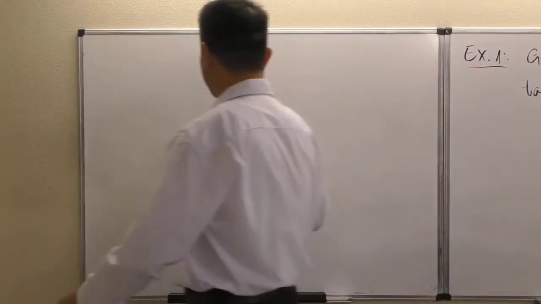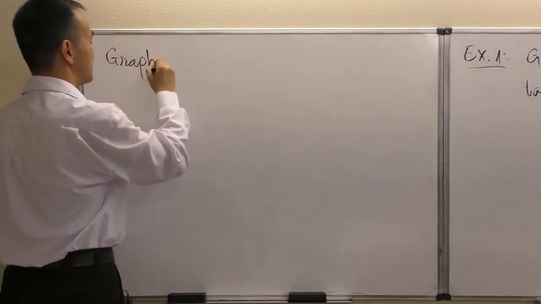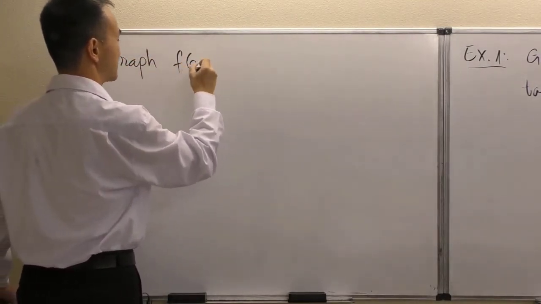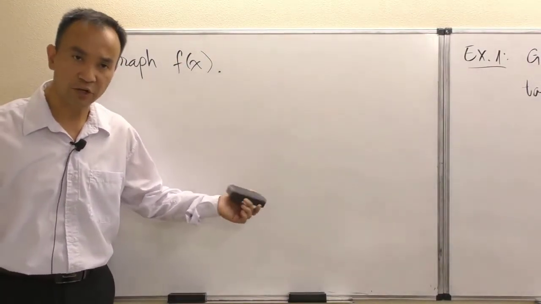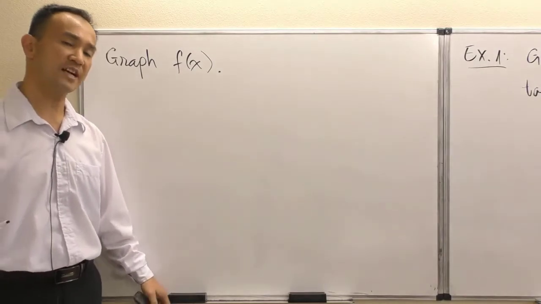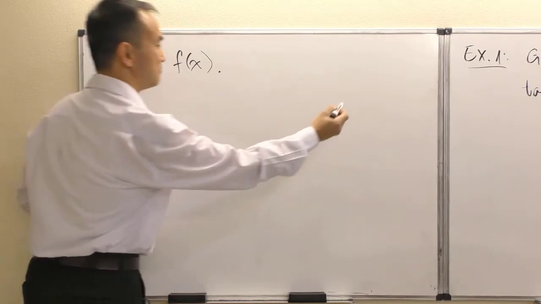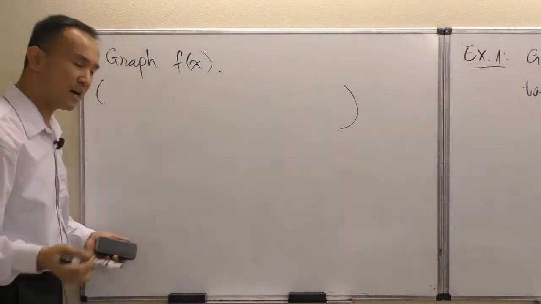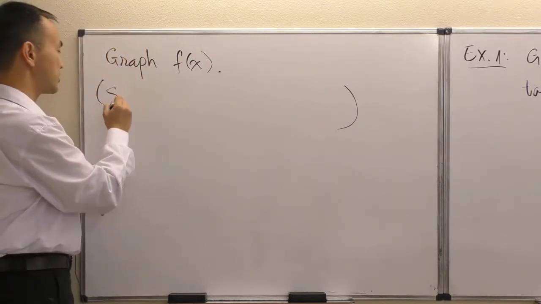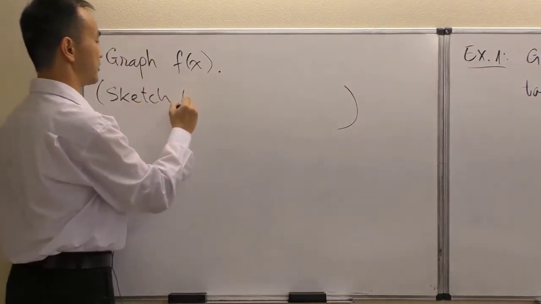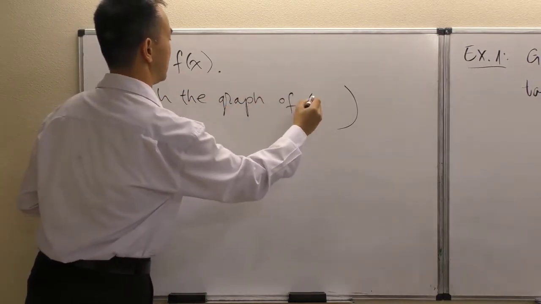The idea now is just to graph. Okay, graph f of x. That's the only requirement of the problem, the only instruction asking us what to do for the problem: graph f of x. Some textbook or some instructor might use a little more formal wording: sketch the graph. Okay, sketch the graph of f of x.